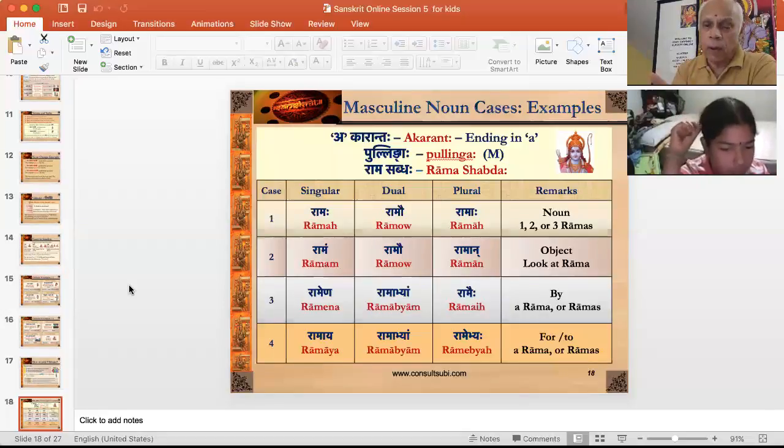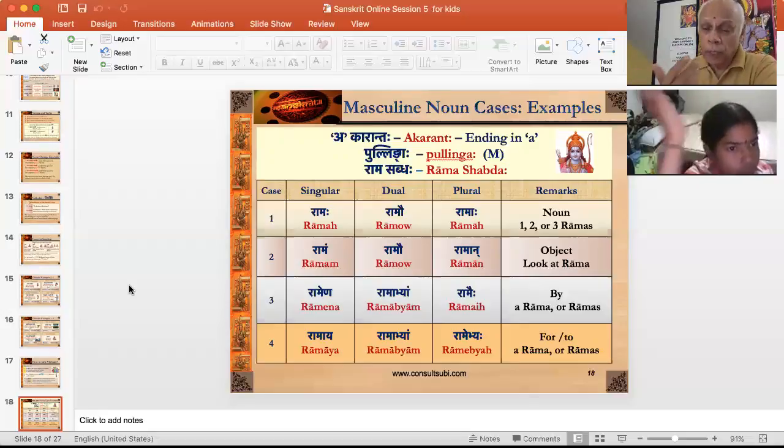Ramam, Ramo, Raman. Look at Rama. Look at one Rama, look at two Ramas, look at many Ramas. Ramena, Ramabhyam, Ramaihi, which means by a single Rama, by two Ramas, and by multiple Ramas.